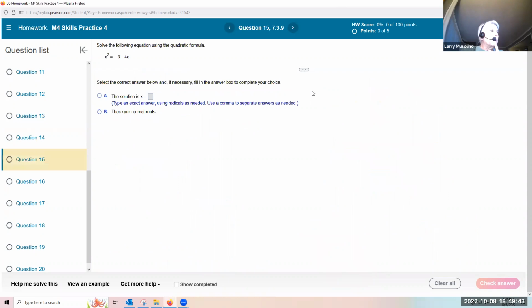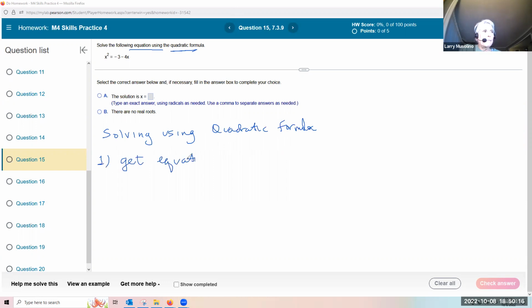Let me come to this one. Now, I'm noticing this one says solve the equation using the quadratic formula. So I have to know, what do they mean when they say the quadratic formula? Here are the steps to solving a quadratic equation like this using the quadratic formula. The first thing I need to do is get the equation set equal to 0 again.